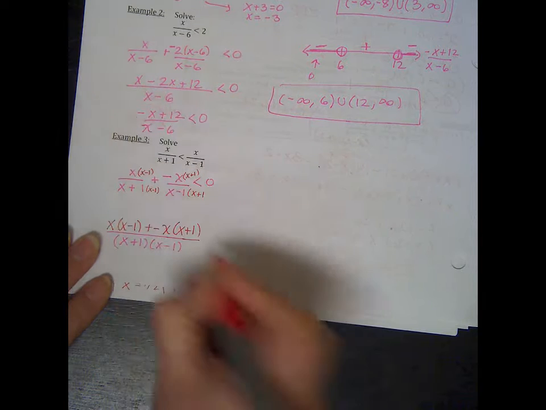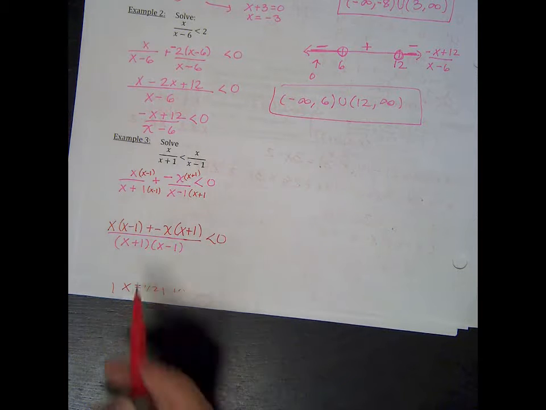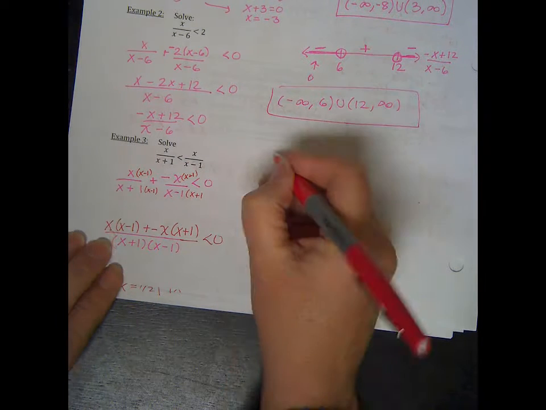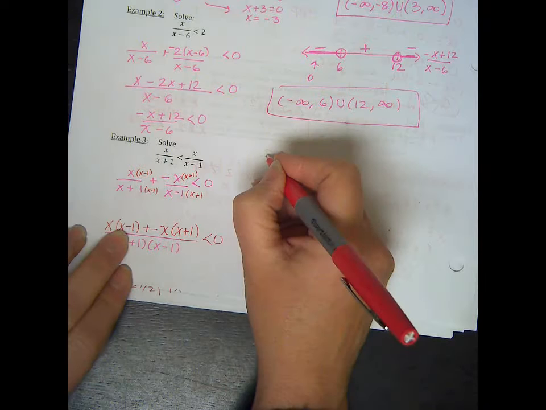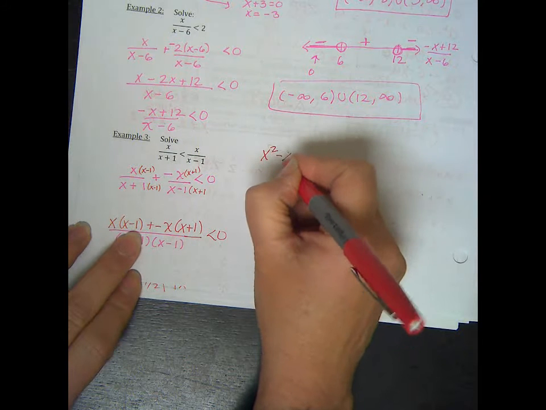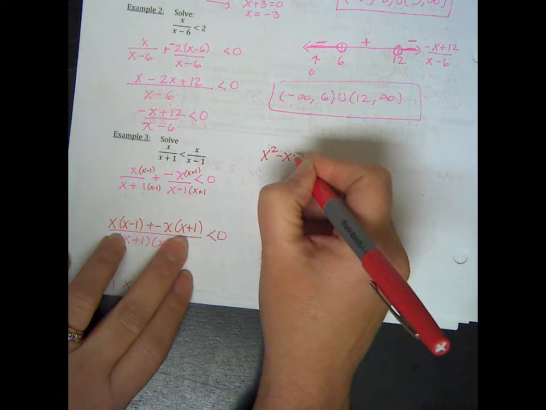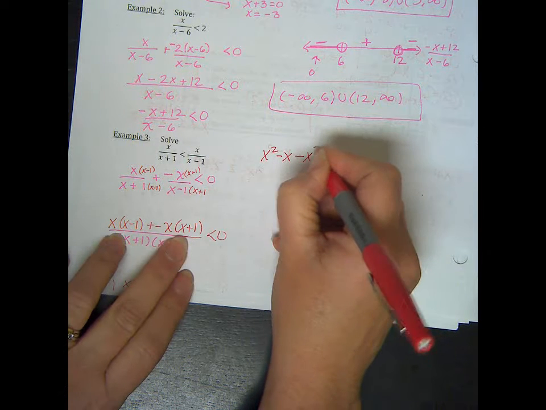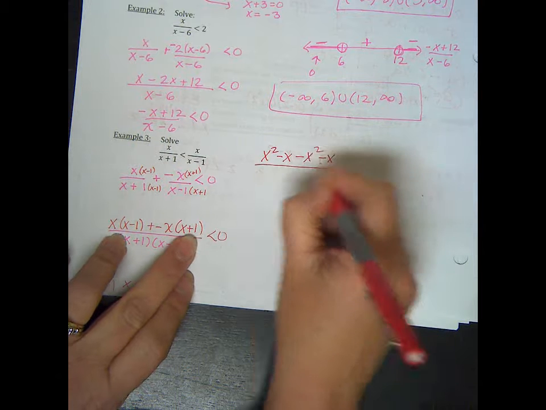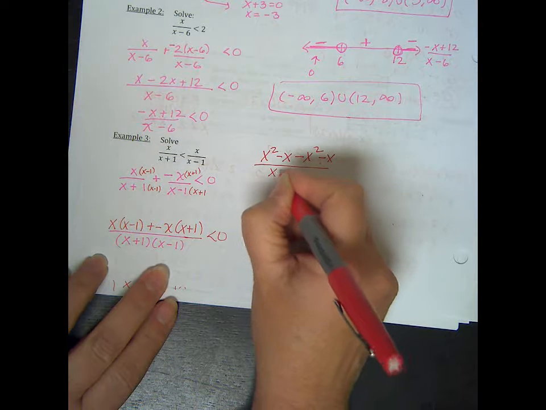You can't just leave it like that. You've got to combine like terms on top. So we're going to have to distribute, then combine like terms. And go up here. x times x is x squared. x times negative 1 is negative x. Negative x times x is negative x squared. Negative x times 1 is negative x. All over the common denominator, x plus 1, x minus 1.